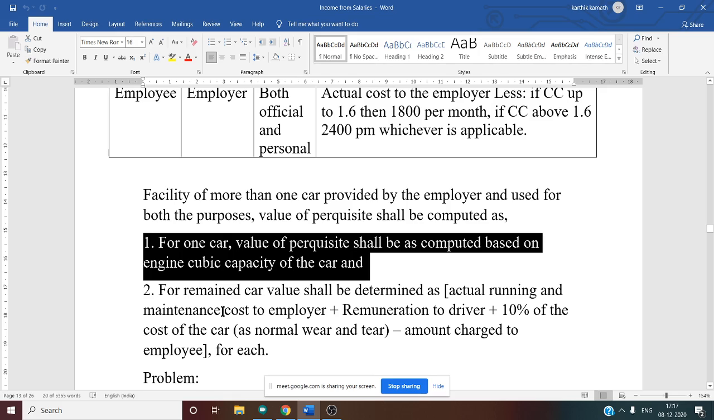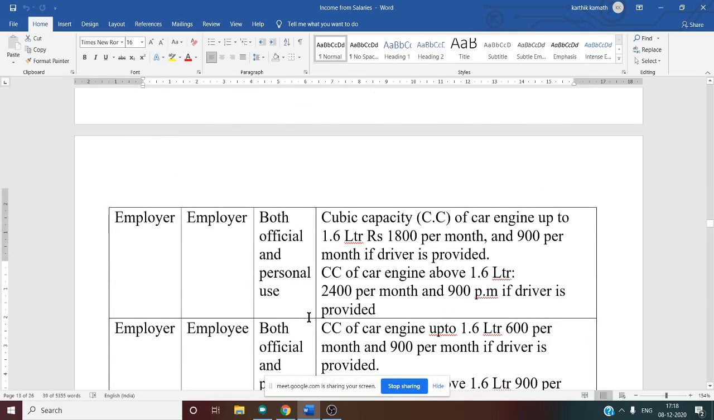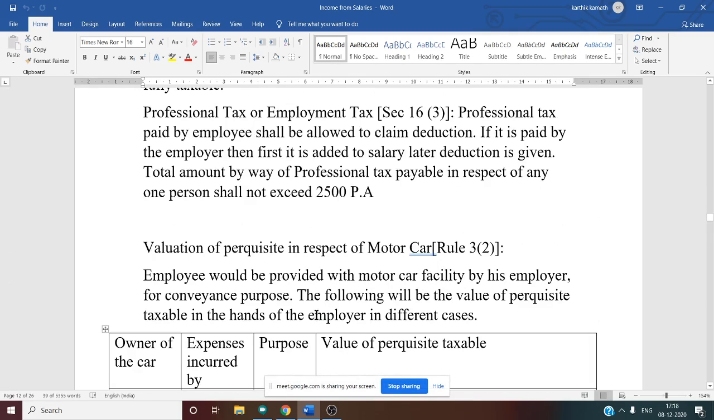Then what about the remaining car? Suppose employer has 3 cars. First car will take this cubic capacity, and the remaining 2 cars we will calculate as per this. See this, for the remaining car, value shall be determined as actual running and maintenance cost to the employer, plus remuneration to the driver if driver is there, that is per month remuneration, plus 10% of the cost of the car, that is for normal wear and tear, minus amount charged to employee for each. Yes. So these are the rules governing motor car perquisite valuation, rule 3 clause 2.